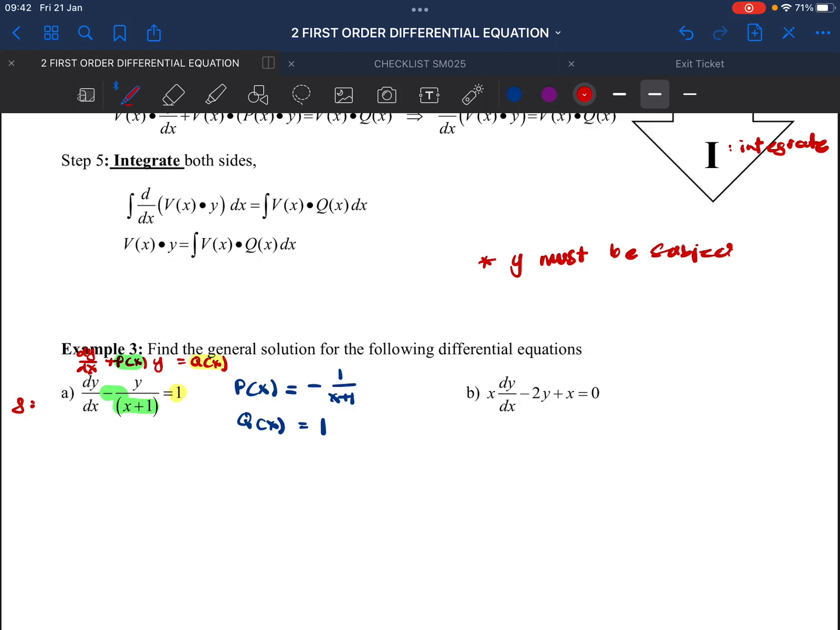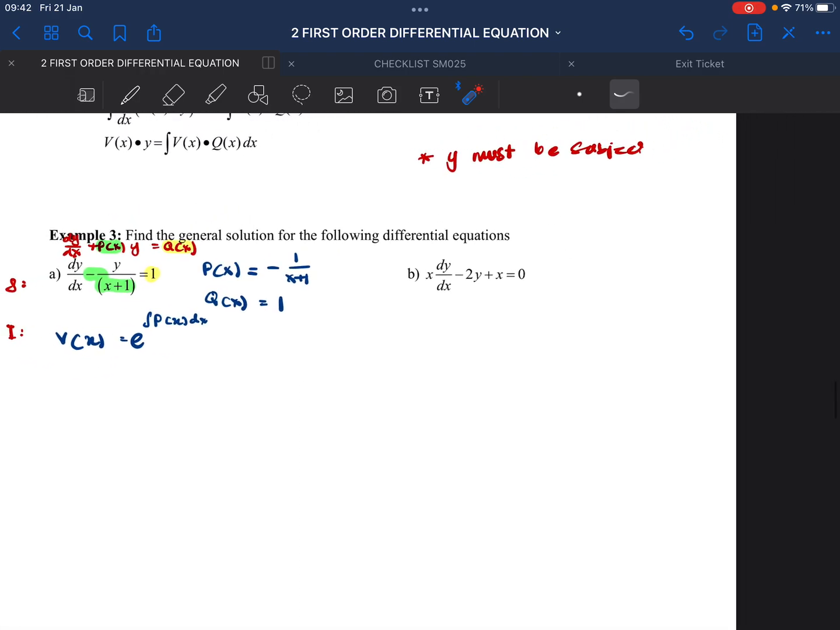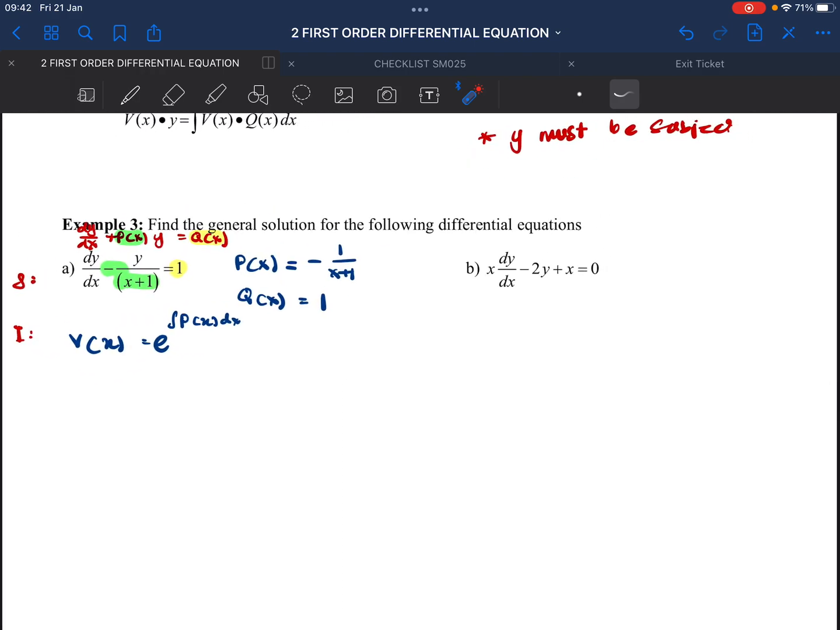Now we are going to find our integrating factor, which we represent as V(x). So the formula is e to the power of integral of P(x). So what is our P(x)? Our P(x) is negative 1 over x plus 1. So here what we have to do is we have e to the power of integral negative 1 over x plus 1 dx.